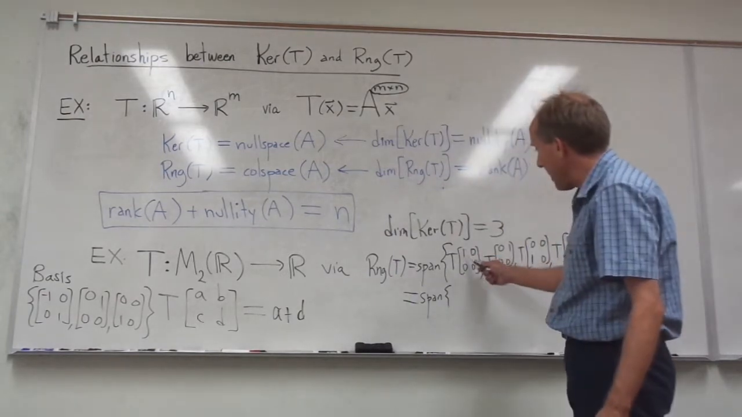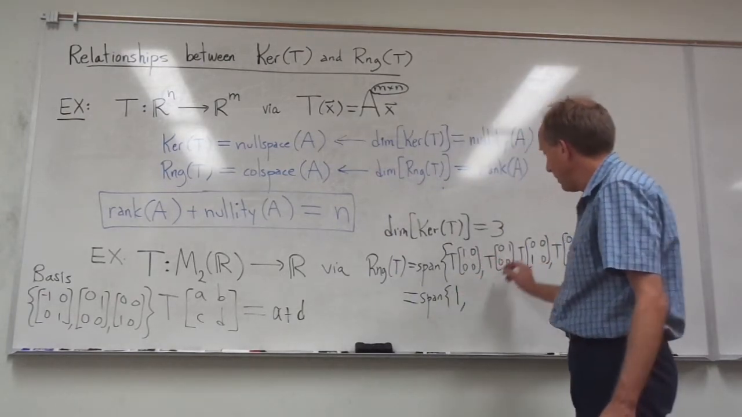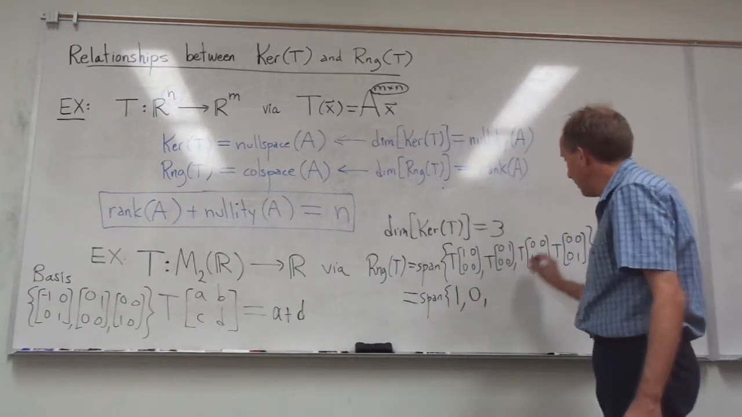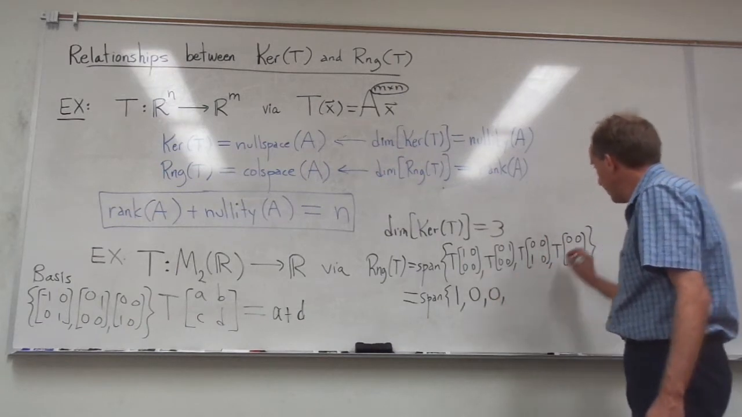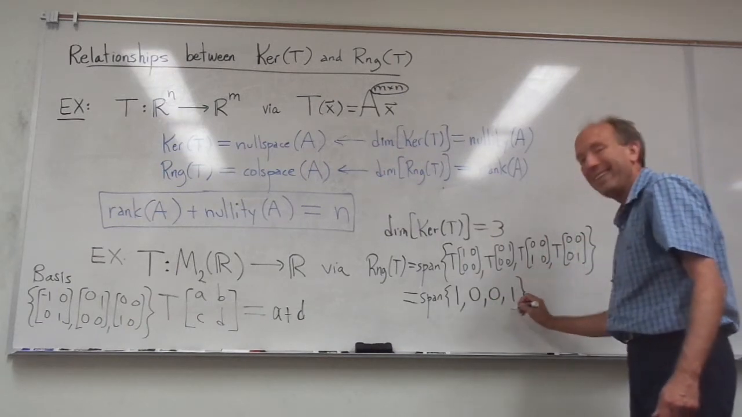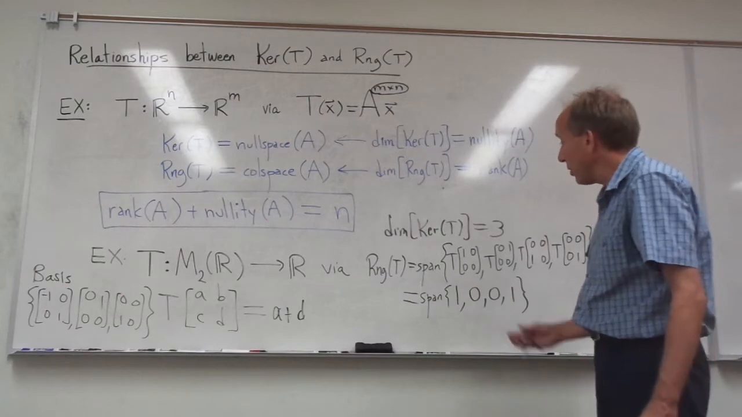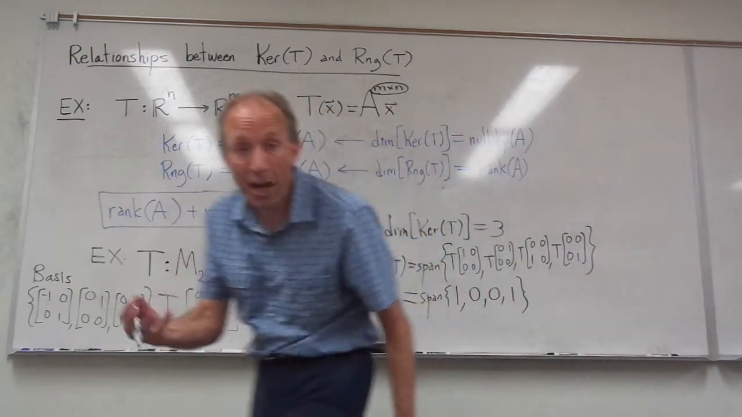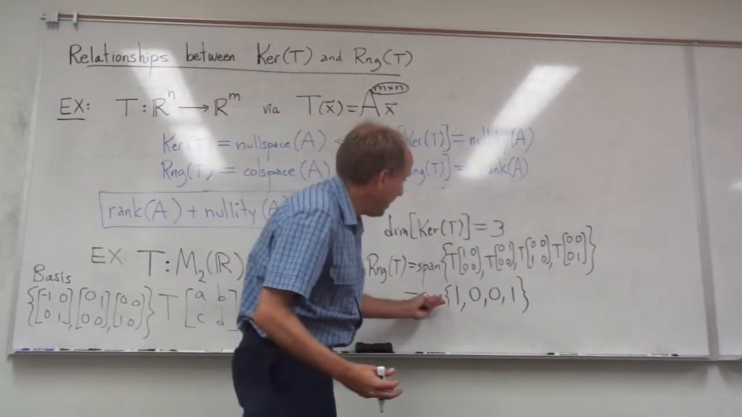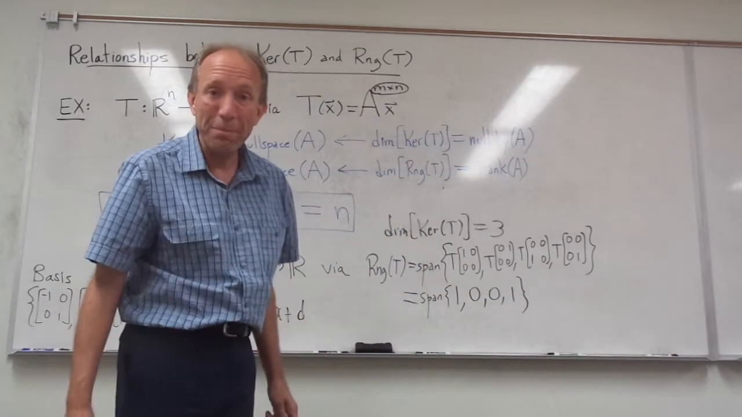If we add the diagonal numbers here, we get 1. If we do that here, we get 0. If we do that here, we get 0. And if we do that here, we get 1. Okay? Notice that we've spent $4,000 to get a spanning set for the range of T.